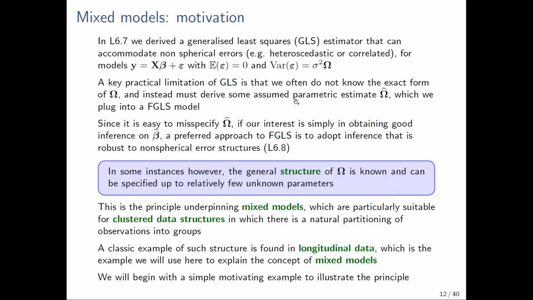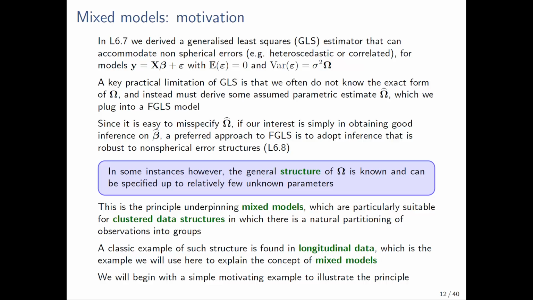Now recall from lecture 6.7 that we derived a generalized least squares estimator that can accommodate non-spherical errors, and we talked about heteroscedasticity and autocorrelation for models that had error variance equal to sigma squared times some positive definite matrix that we called omega.